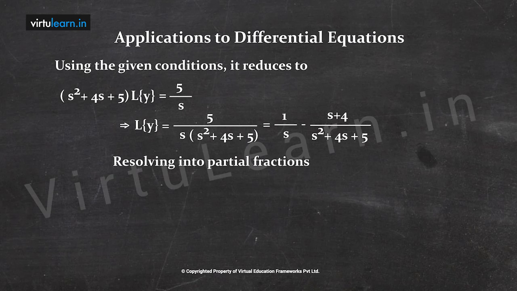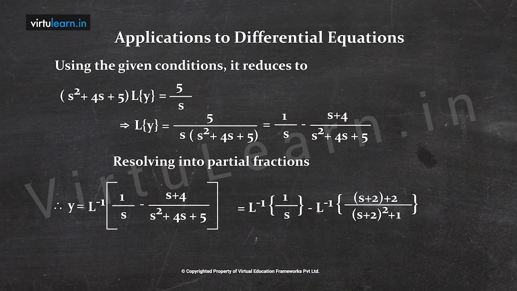Then how should I write this y? Y equal to L inverse. When you are sending L this side, L inverse of 1 by s minus s plus 4 by s square plus 4s plus 5. Then apply it for individual terms. L inverse of 1 by s. L inverse of this, s plus 4 can be written as s plus 2 plus 2. I am applying here the first shifting theorem actually. That's why I am writing like this. The denominator part 4s is available.